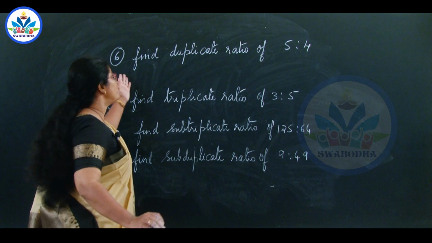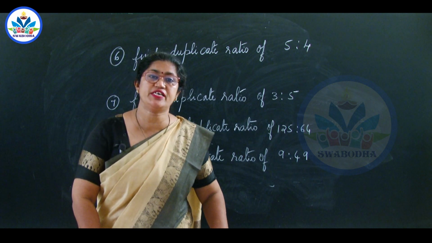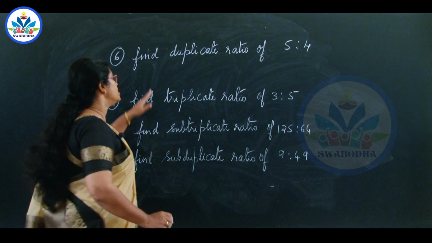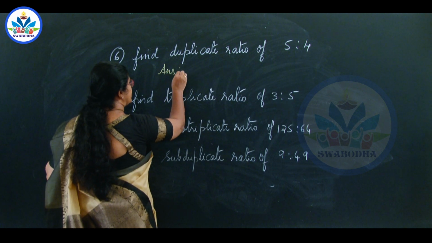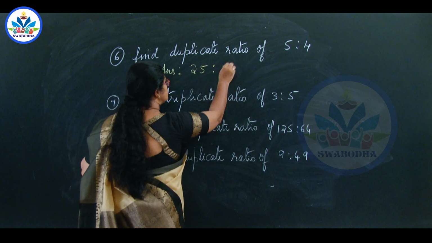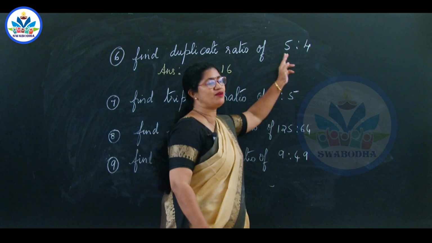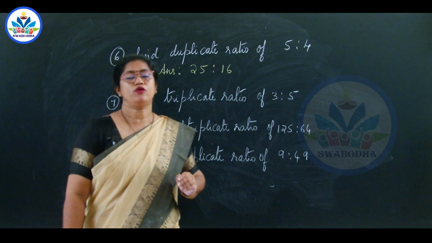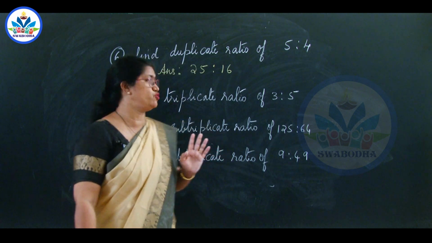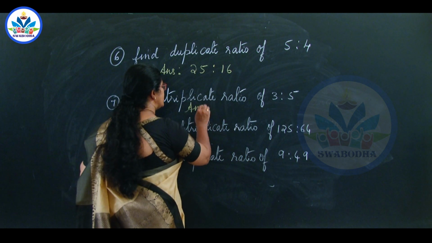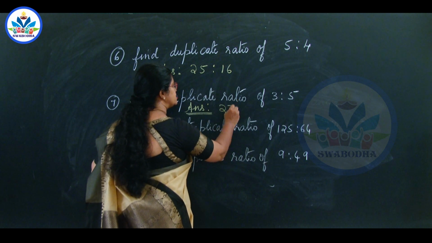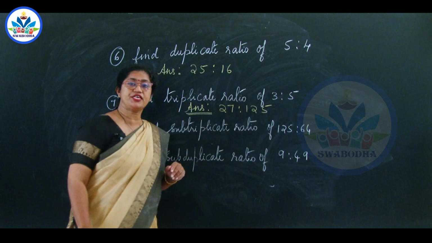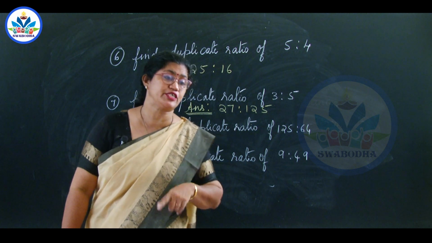Question number 6, find the duplicate ratio of 5:4. Recall definition of duplicate, just square both the terms. So, the answer directly you can write, the answer is 25:16, square of the first term and square of the second term. Next question, find the triplicate ratio. What is the meaning of triplicate? Cube the ratios. So, directly we will write the answer. The answer is 3 cubed is 27 and 5 cubed is 125. Please note here, all of them, the answers also are ratios.